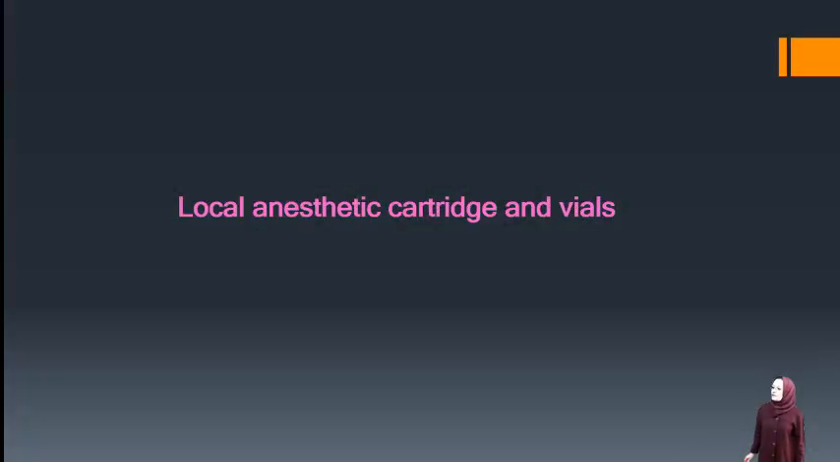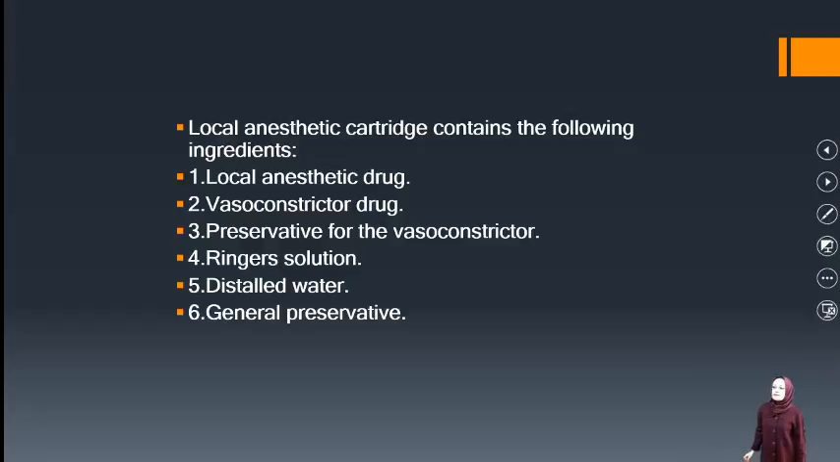Local anesthetic cartridge vials. A local anesthetic cartridge contains the following ingredients: 1, local anesthetic drug. 2, vasoconstrictor drug. 3, preservative for the vasoconstrictor. 4, Ringer's solution. 5, distilled water. 6, general preservative.